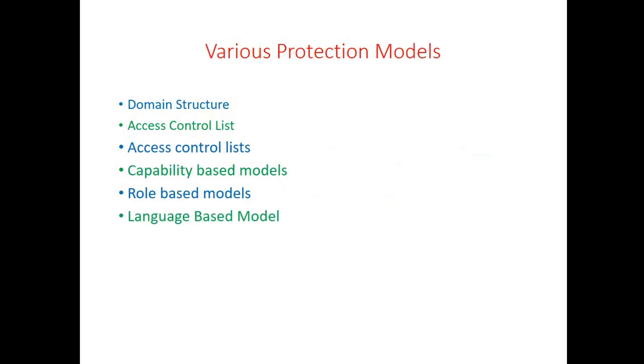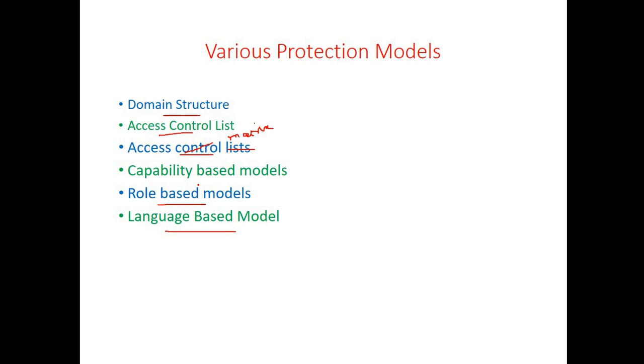In order to implement these protections, there are various models available. The first model is domain structure. The second model is access control list. The third model is access matrix. The fourth model is capability based model, role based model, language based model. This is access matrix. We call it access control matrix also.